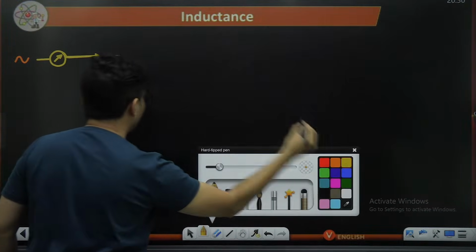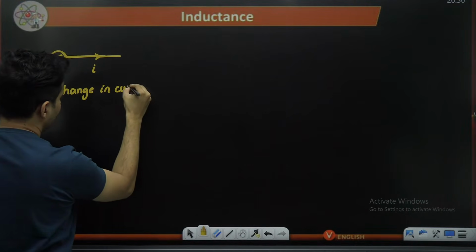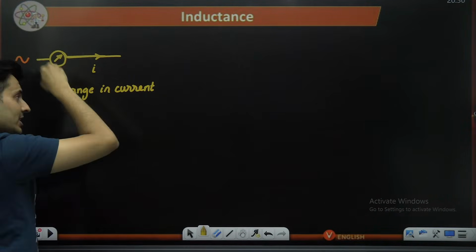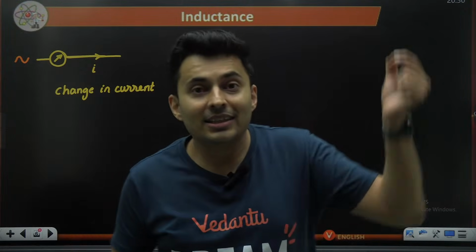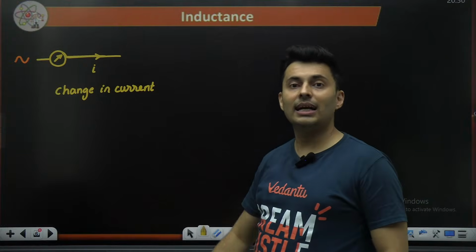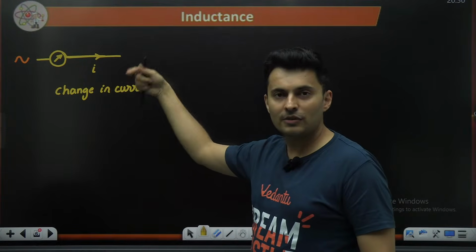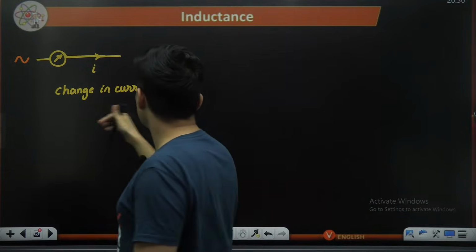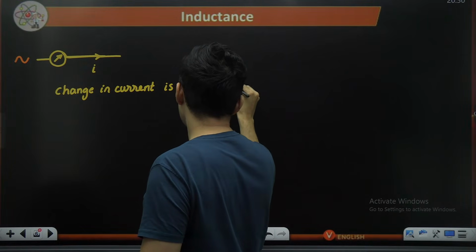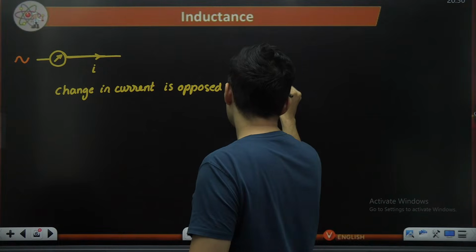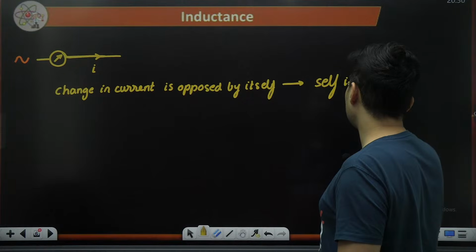So whenever there is a change in the current, that change in the current opposes the same current within that same wire. So any kind of change which is happening over here, the change in the current is opposed by itself. That particular property is called self-inductance.